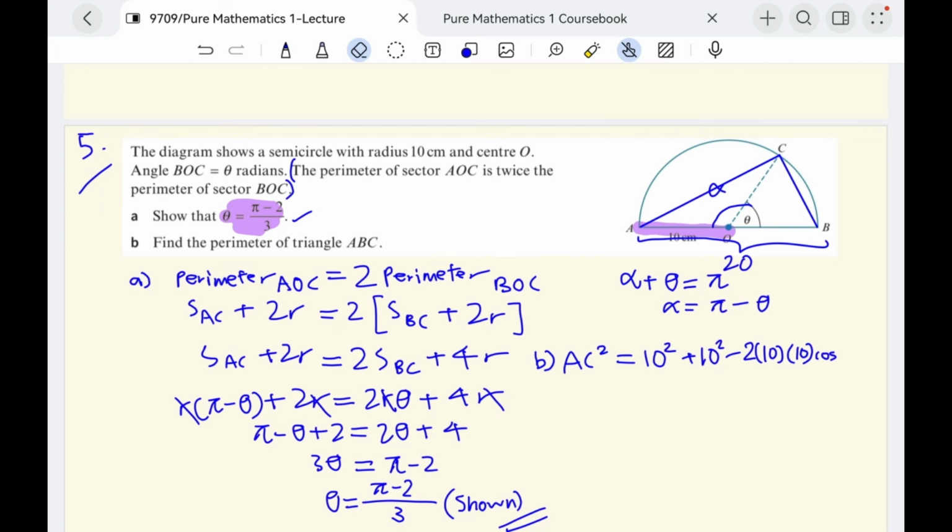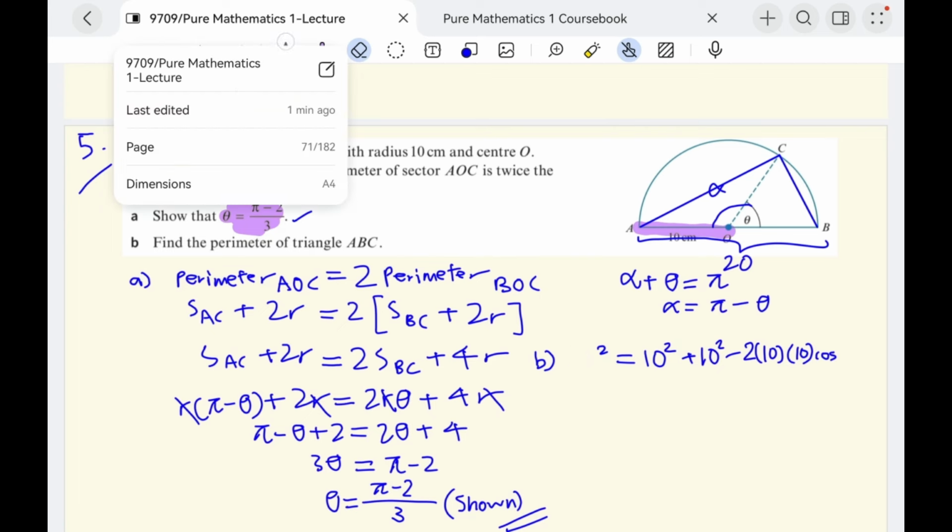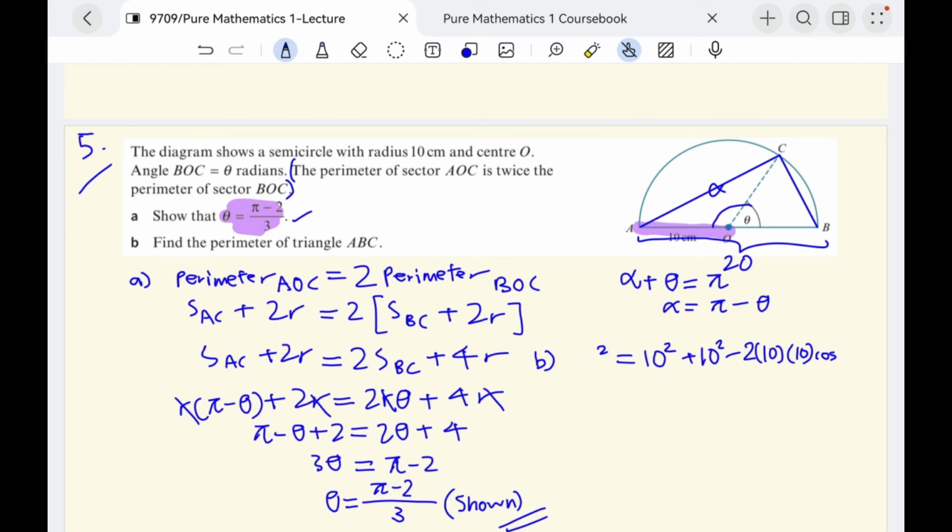I think I will find the BC first, because BC is easier to find. Your alpha is pi over 2 minus 3, pi minus 2 divided by 3.